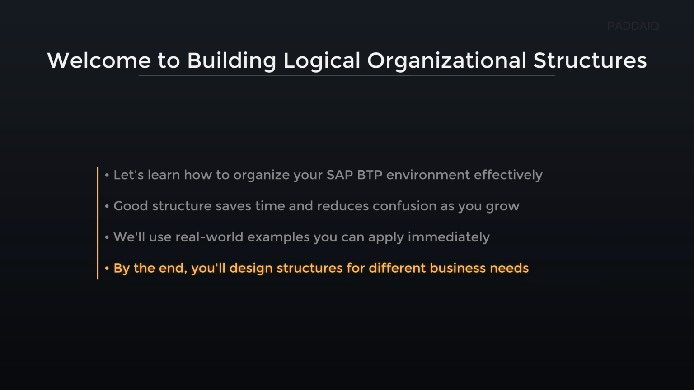By the end, you'll design structures for different business needs. This means you can create tailored organizational models to solve specific company challenges. For example, you might set up a global sales division separate from local support teams to streamline operations. Mastering this skill ensures your solutions are both efficient and scalable.